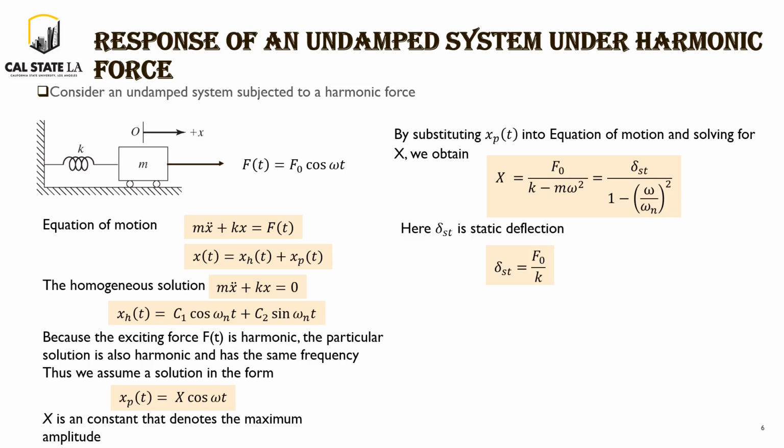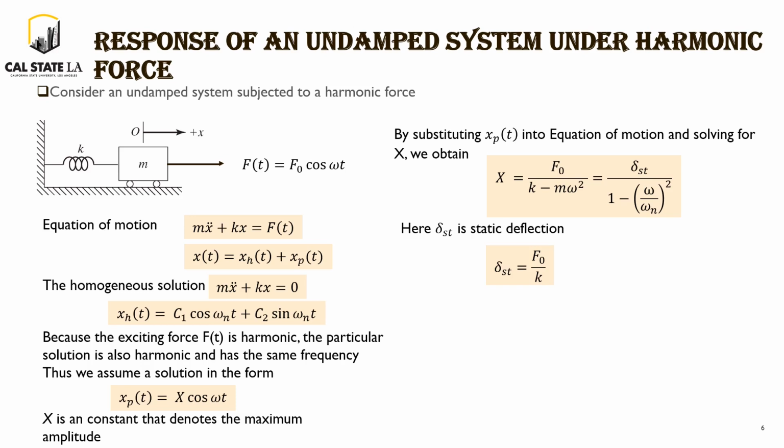So we have m x_p double dot plus k x_p that is equal to F0 times cosine omega t. So we can solve for the capital X. So the capital X becomes F0 over k minus m omega square. We can further divide k on both the numerator and the denominator, and the numerator becomes F0 over k.